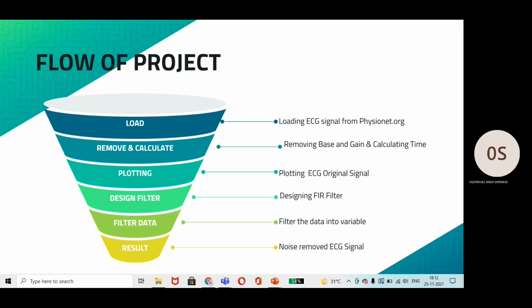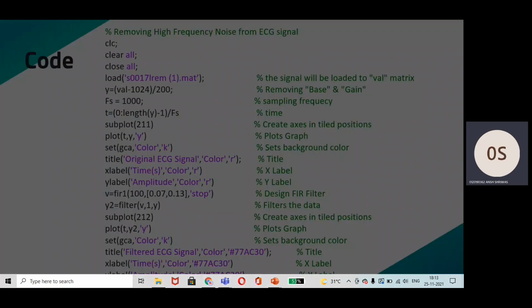Flow of project. Firstly, we downloaded a sample of ECG signals from physionet.org. Then we loaded it in our MATLAB project. And then we removed base and gain using some functions. And we calculated the time from the sampling frequency. Then we plotted the original ECG signal and designed the FIR filter. Using that filter, we filtered the data into variables and finally we got the result of the noise-removed ECG signal.